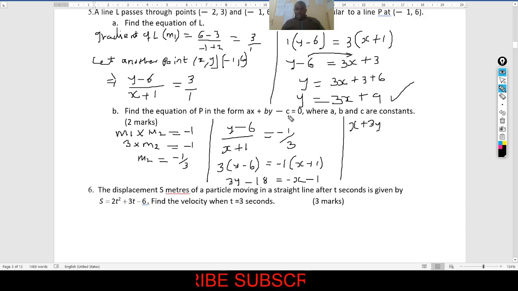Next, I minus c, so this one and this one I combine. If I bring this one here, it is -18 plus 1, which is -17, so minus 17 then equals to 0. That is the format I'm given, and that is the format my answer should be. So that is the answer. It is x plus 3y minus 17 equals to 0. So you are done. Question number 6.